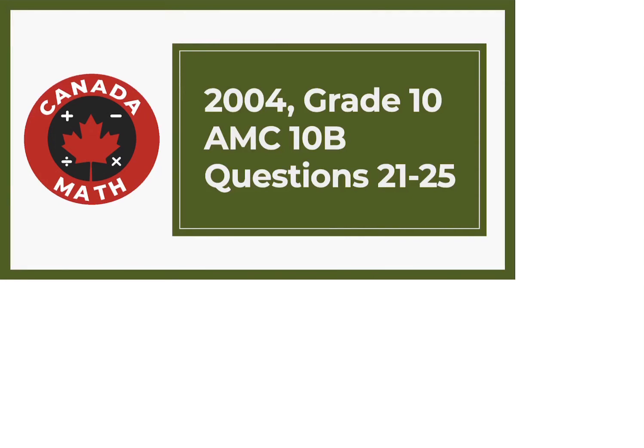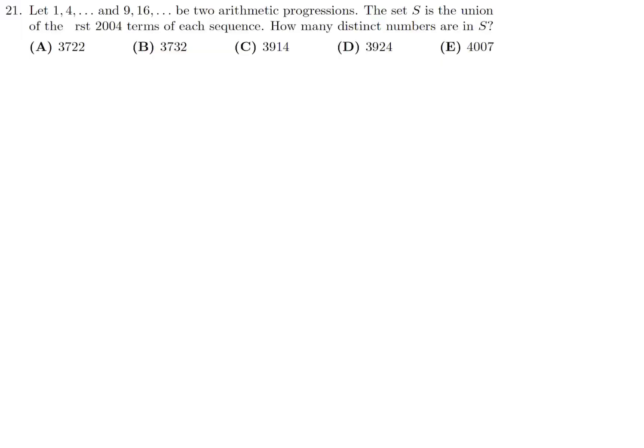Questions 21 through 25 on the 2004 Grade 10 AMC 10B. Let 1, 4, ... and 9, 16, ... be two arithmetic progressions. The set S is the union of the first 2004 terms of each sequence. How many distinct numbers are there in S?